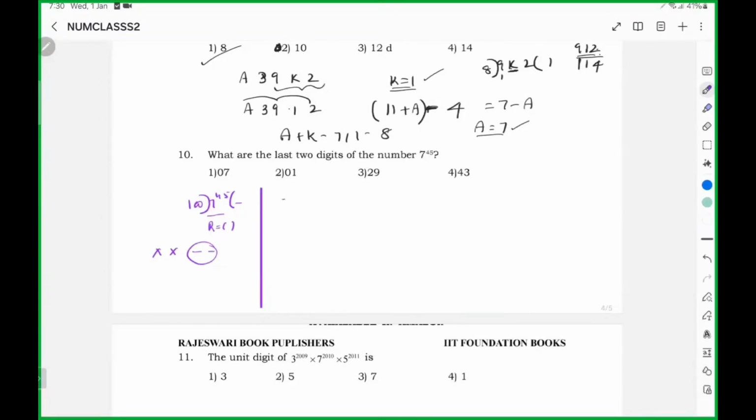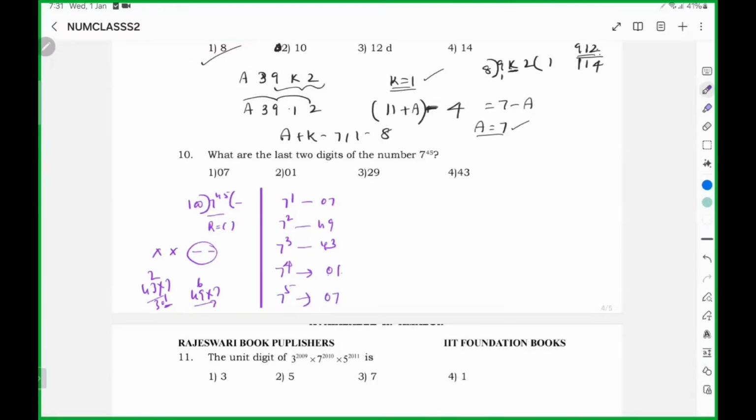7 power 1 ends with 07. 7 square is 49. 7 cube will be 49 into 7, which is 343. We are least bothered about the third digit; let us take only the last two digits. 7 power 4 ends with 01. 43 into 7, so the last two digits. 7 power 5 again, 01 into 7, you get 07.